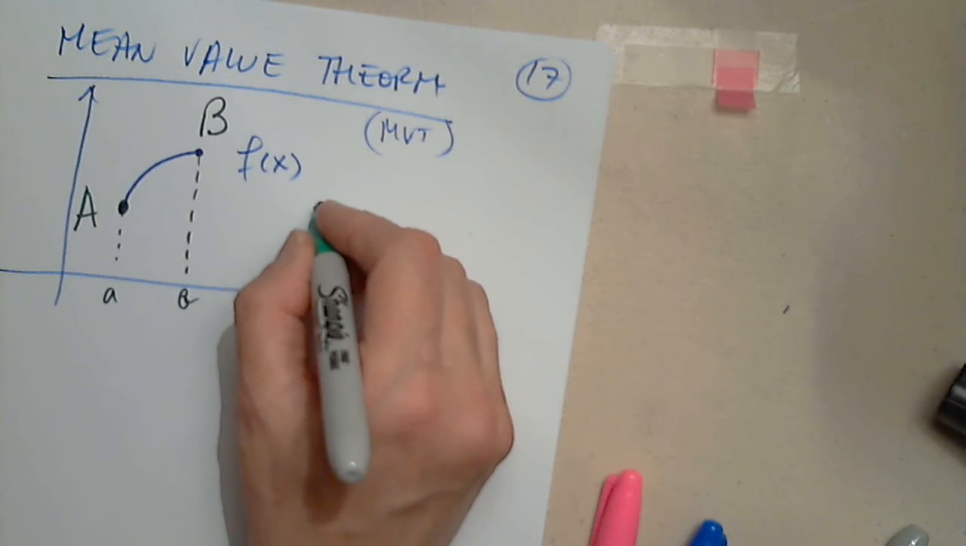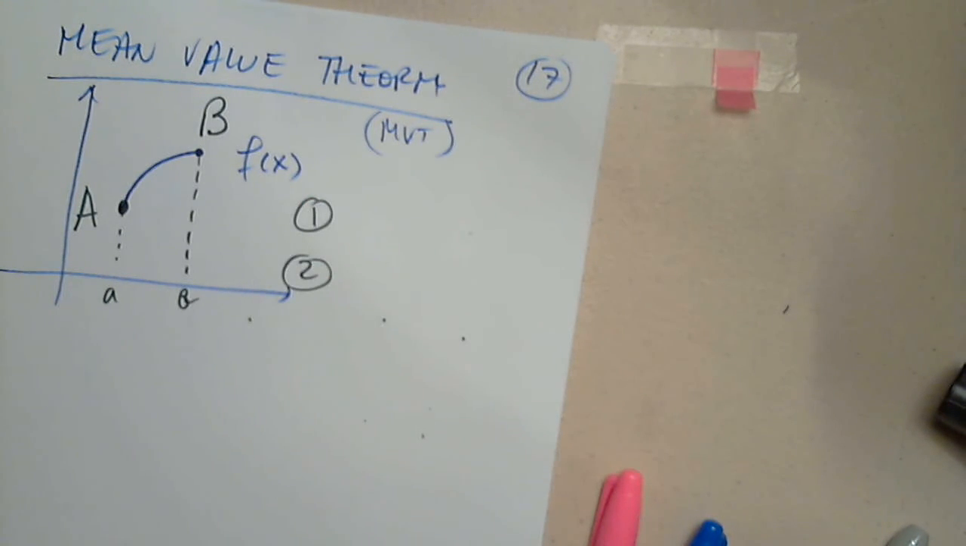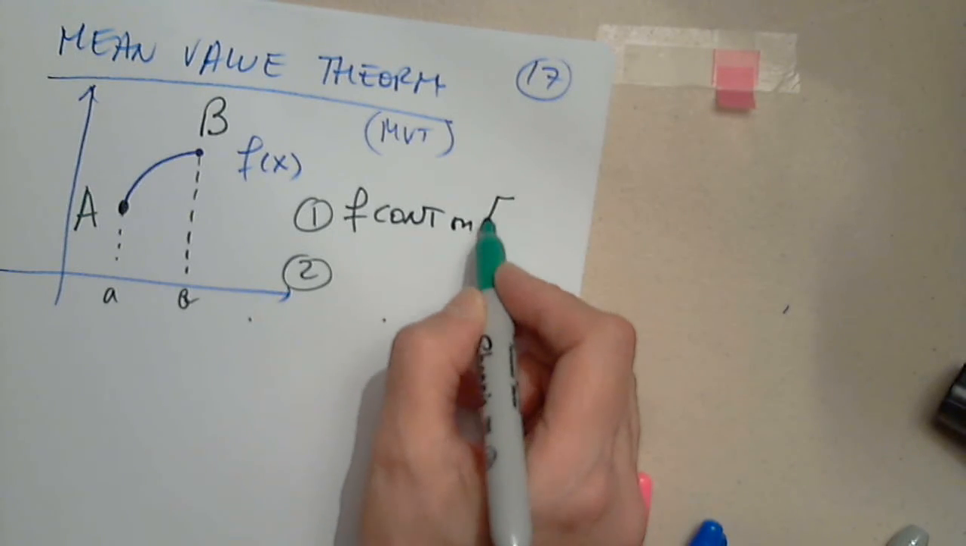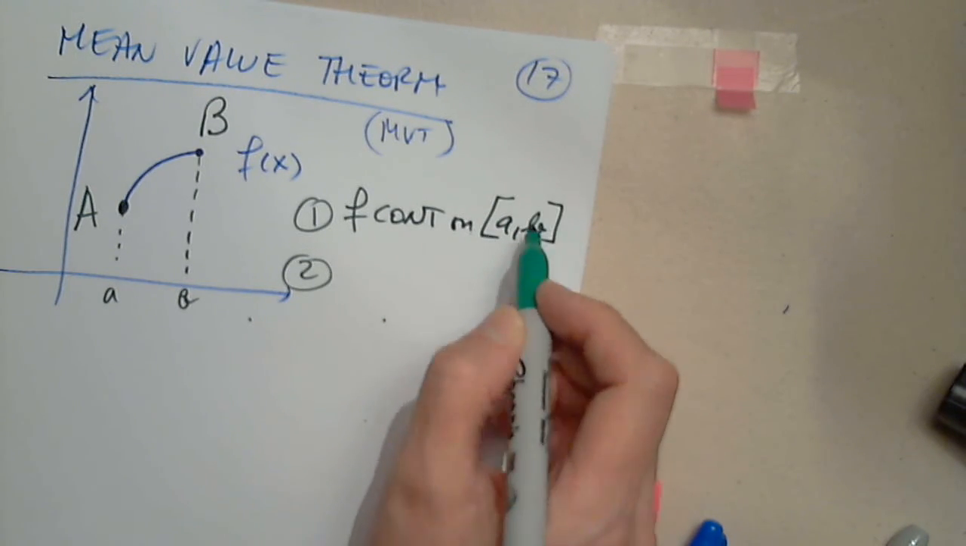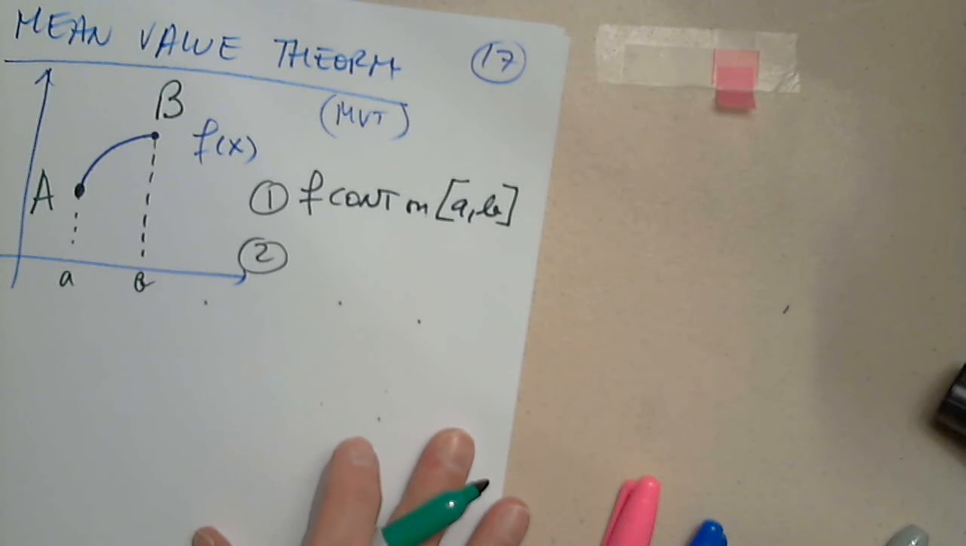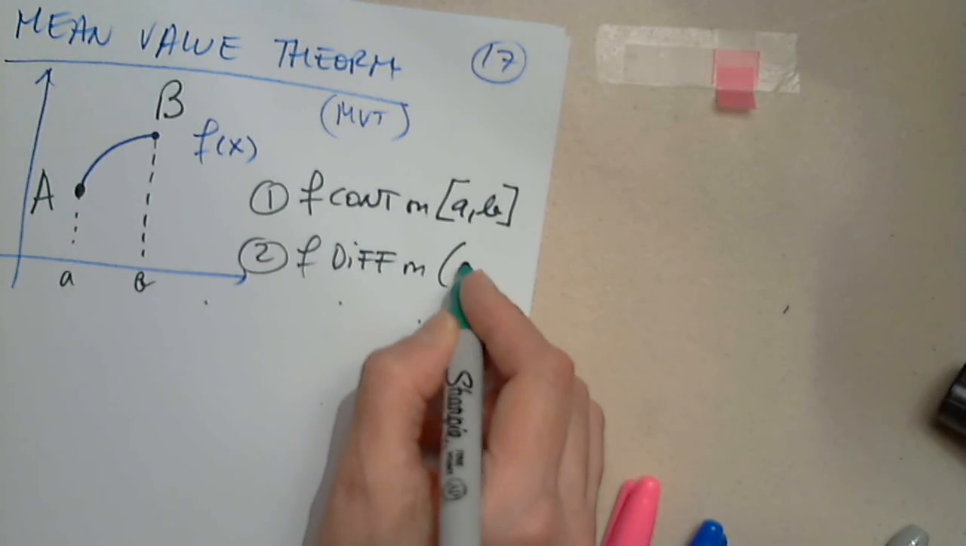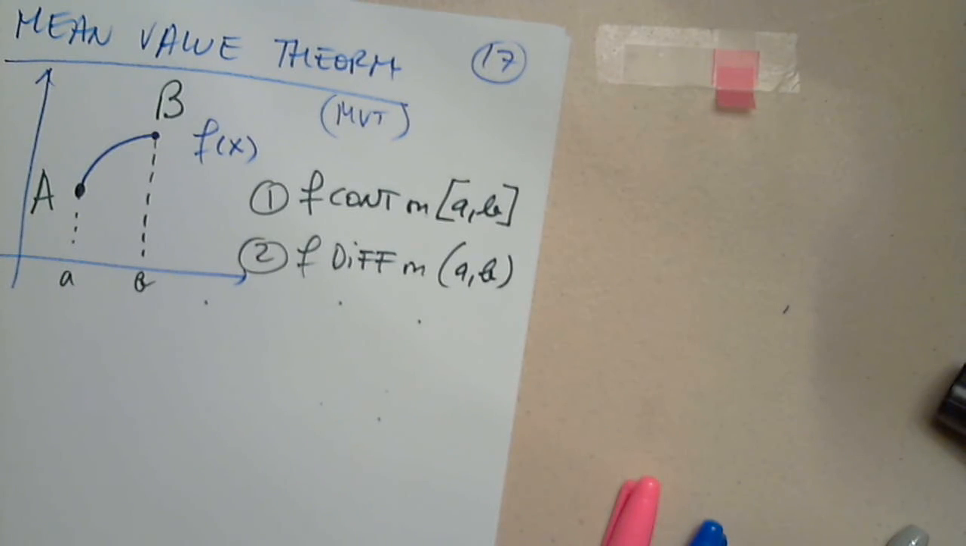And I hope you agree, this theorem only has 2 hypotheses. The first hypothesis is obviously f continuous on a comma b. And the second hypothesis, of course, f differentiable on a comma b. Only 2. As you see, the third one is not a requirement here. And obviously they're not equal. F of a does not equal f of b.